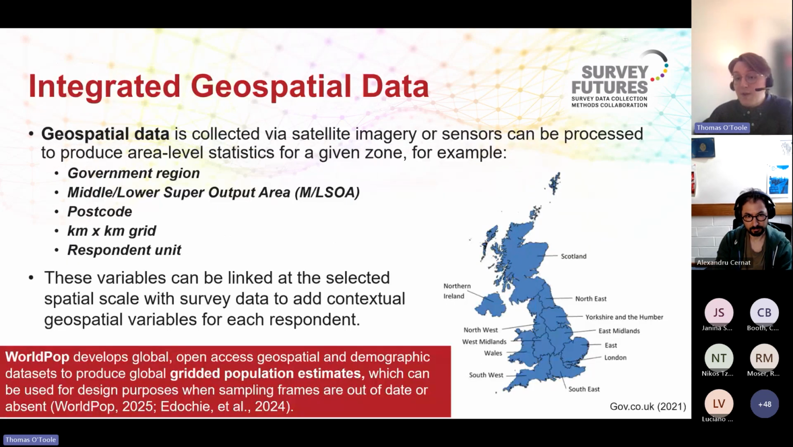So geospatial data is often collected through satellite imagery or by sensors, and can be processed to produce area-level stats across a range of resolutions, from government region to kilometre by kilometre grid, and also at the individual respondent unit. These geospatial variables can be integrated with survey data at the required or allowed scale, usually, to add contextual data for each respondent. And a great resource here is WorldPop, based at Southampton, who produce open access global gridded population estimates, which can be used for design purposes when sampling frames are out of date or absent.